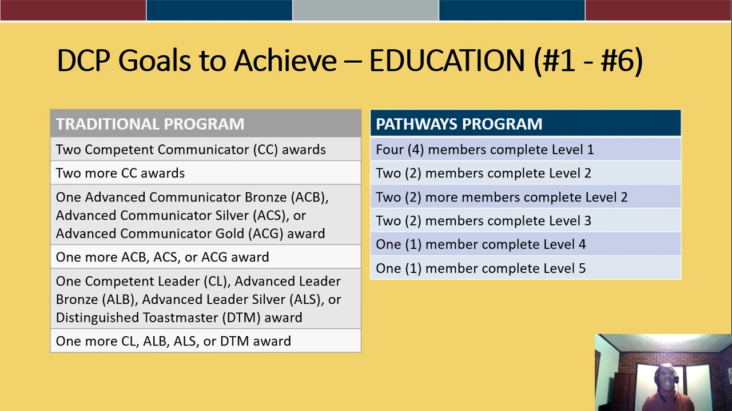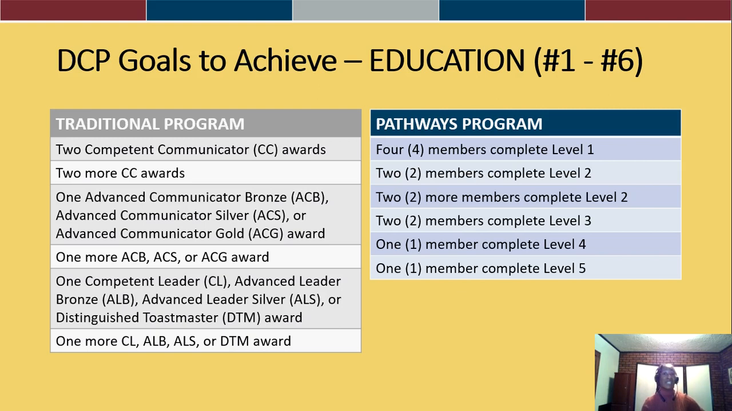Now, for those of you who heard me say acronyms, if you're not in the traditional program, don't even worry about it because it doesn't apply to you. You're over in the Pathways program. So hearing levels 1, level 2, and level 3, that's more important for you. For those of you who are in the traditional program, you understood exactly what I meant by the acronyms. Yes, for the traditional program, you can achieve 6 of those goals.